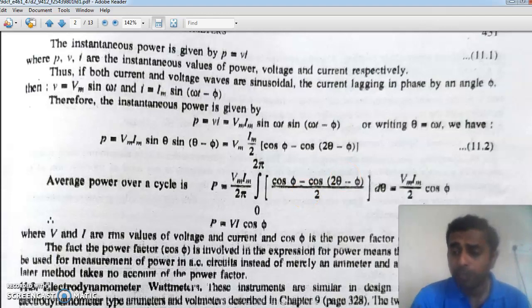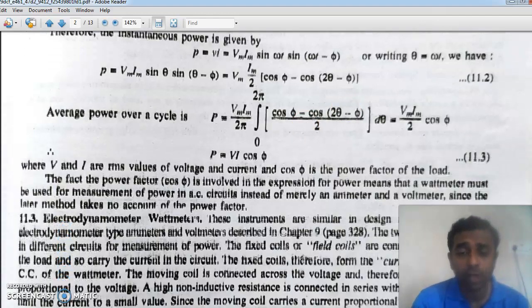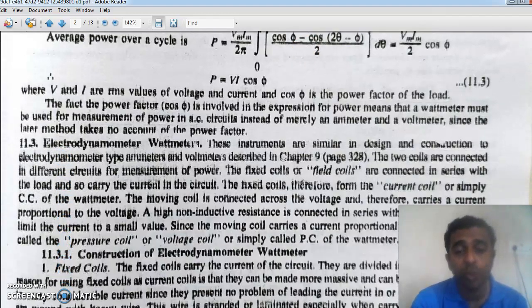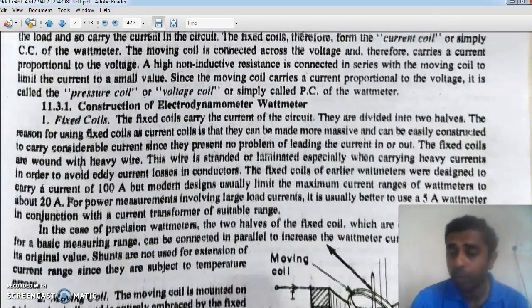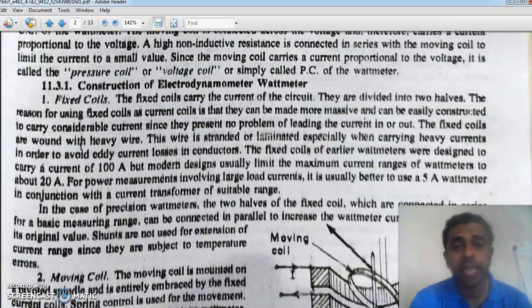Now, wattmeters are the measuring instruments used to measure AC power. We have seen ammeters and voltmeters, and each had coils. In PMMC meters, the permanent magnet moving coil, the current carrying coil was moving, whereas in MI instruments the coil was stationary.